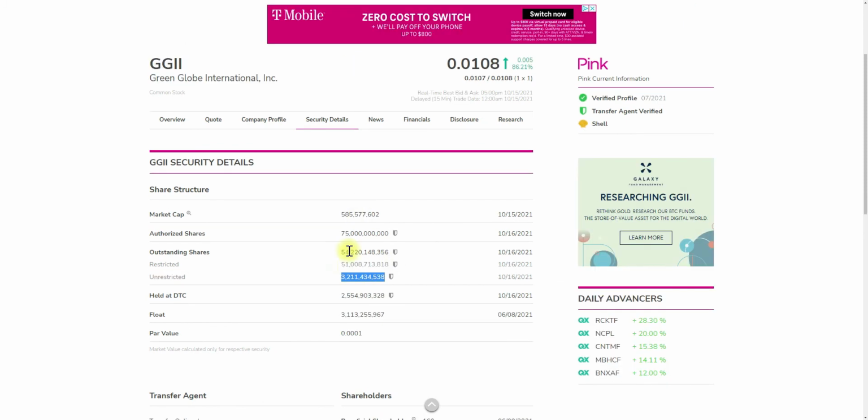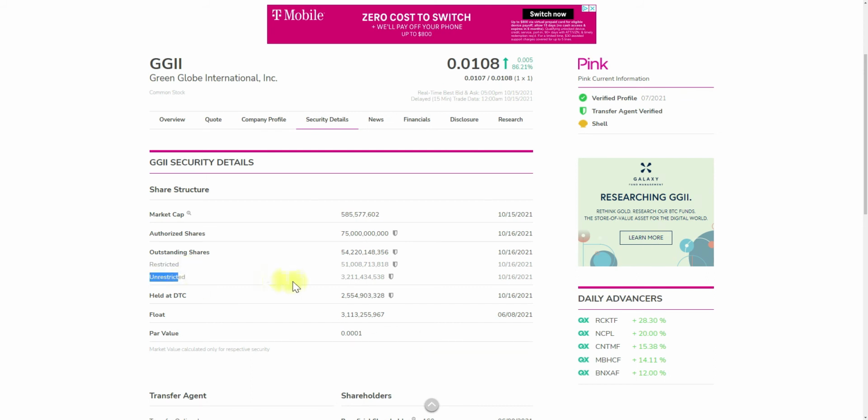But this is what I'm talking about. If this number was here, this thing would be 0.0000108. That's insanity right there. You don't want to see that at all. But that's what you've got to look out for, and that's why you have to understand the difference between authorized and outstanding, and restricted versus unrestricted.